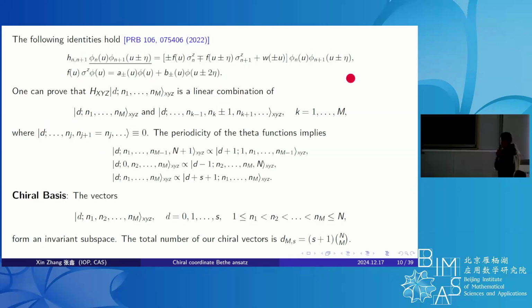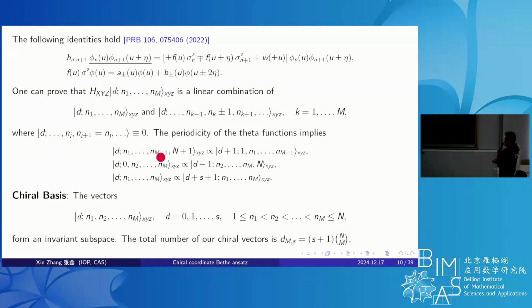We can find such simple identities, and also sigma n and sigma zeta acting on this phi give a linear combination of this phi and also phi plus or minus 2 eta. Then, just based on these fundamental identities, we can prove that, under the root of unity conditions, when we let the Hamiltonian act on these vectors, we see that the Hamiltonian acting on these vectors gives a linear combination of the eigenterm, and the other terms, in which the position of one of the kinks is shifted by +1 or -1.